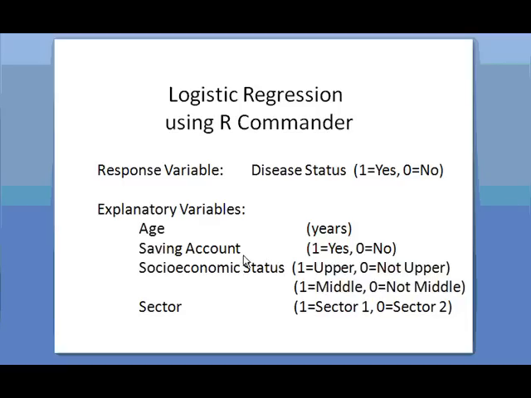So for saving account, we can set up an indicator variable for indicating whether a person had a saving account or not. So 1 means yes and 0 means no. In this case, no, 0 will be the base class for saving account.